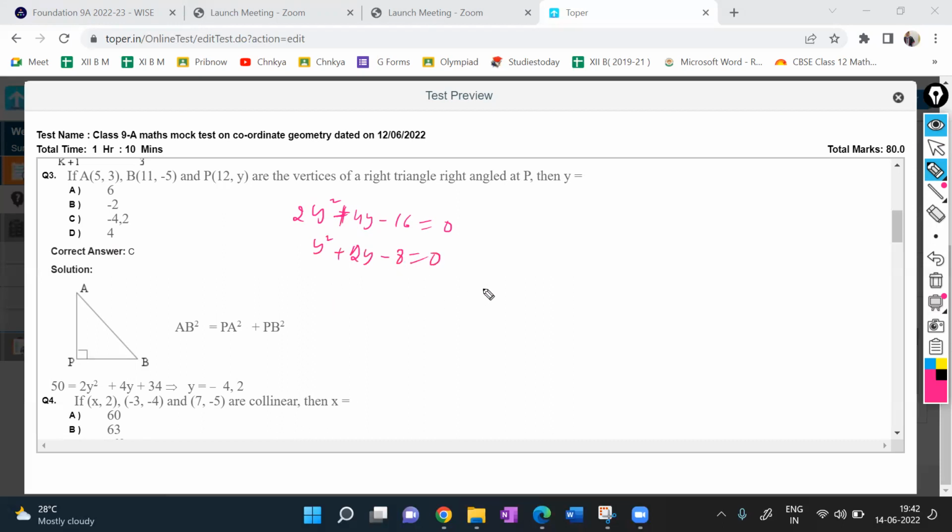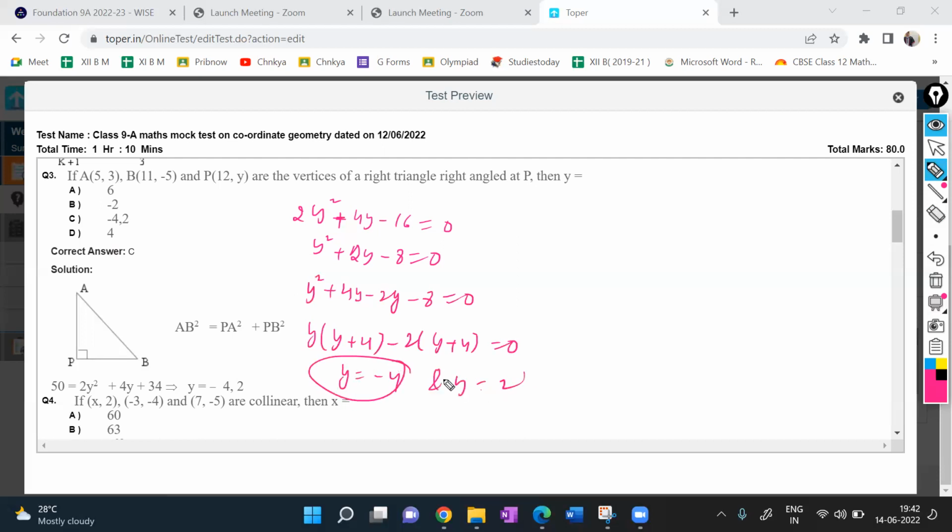Sir, first I solved for AP square, PB square and AB square. And for AB square, we got 101, sir. But when I solved, I got 100. Wait. Here 2y square, right? This can be written like this. Yes, sir. Am I correct? Now taking y common, minus 2 common. Lalit, y value is -4 and y value is 2. So yes, -4 comma 2. Option C is correct. This is the last part of the third question.